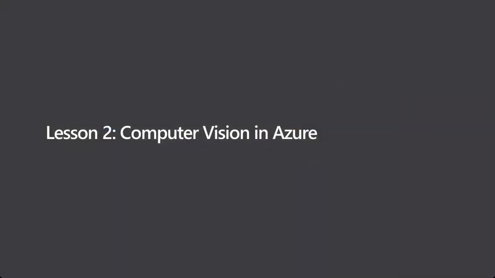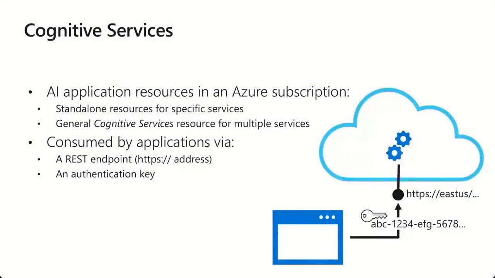Okay, and with that, let's go back. And now let's take a look at computer vision in Azure, the second part of this module. I will start with cognitive services, because Azure provides you a set of cognitive services that encapsulate common AI workloads, such as computer vision.